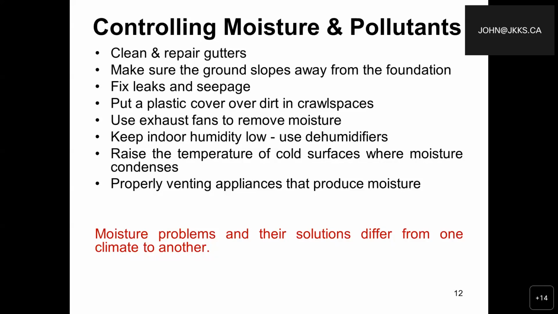Put a plastic cover over dirt in a crawl space. I've been in many crawl spaces where it's simply just dirt. Well, simply putting down a full single layer of a plastic vapor barrier, and even holding it down with some bricks or some heavier material, will help reduce that rising moisture and dampness coming up into the house.